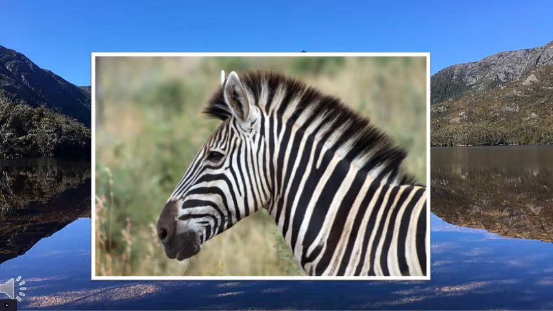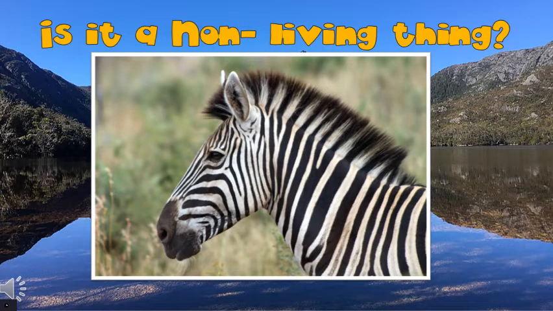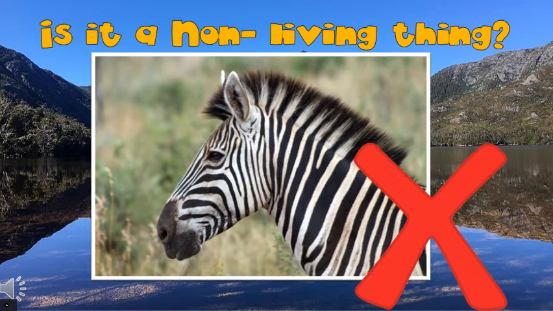Now let's look at some pictures and tell me if it's a non-living thing. Say yes or no. Okay? Alright, let's get ready. Picture number 1. A zebra. Is it a non-living thing? You're right! It's not. Zebras are living things.